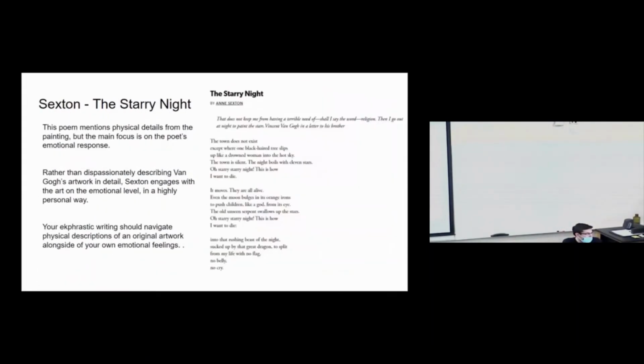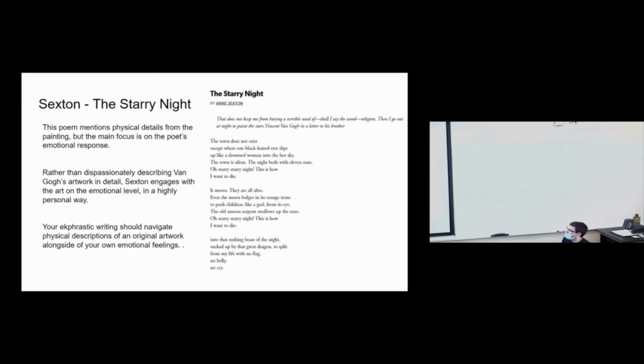And just in summary of Anne Sexton's poem, this poem mentions physical details from the painting, but the main focus is on the poet's emotional response. Remember, that is the secret, the trick to writing good ekphrastic poetry. Now, rather than dispassionately describing Van Gogh's artwork in detail, Sexton engages with the art on an emotional level in a highly personal way.